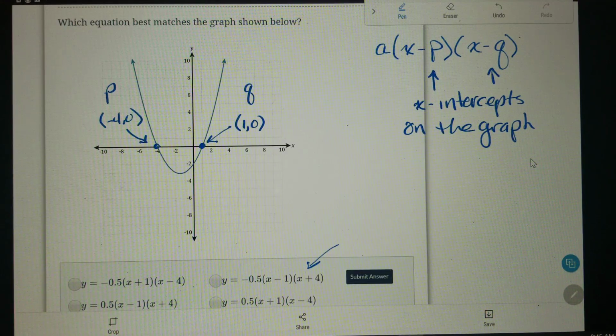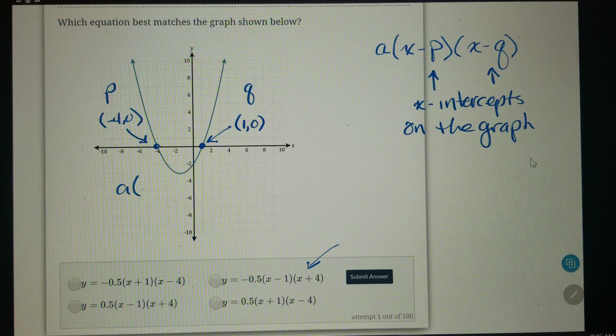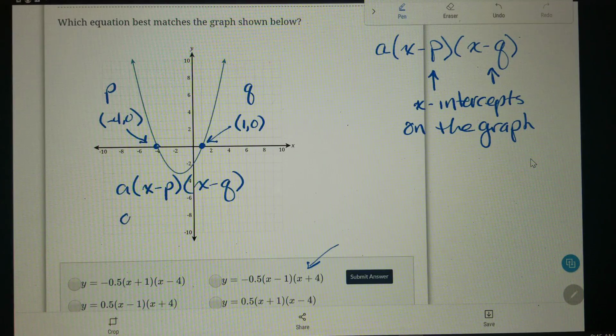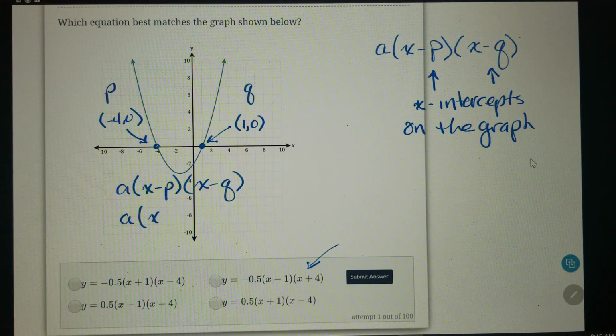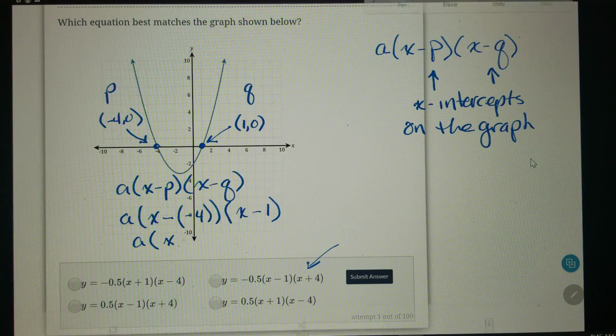So if I have our equation here, all I'm going to do is fill in the blanks. So I have A times X minus, now since this is a -4, I'm going to put it in parentheses. And then we have X minus 1. So dealing with our two negatives, this says X plus 4, and this says X minus 1.